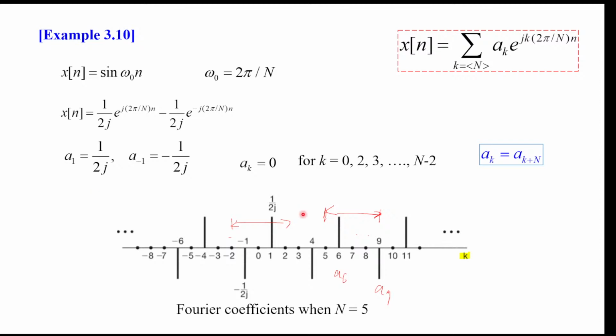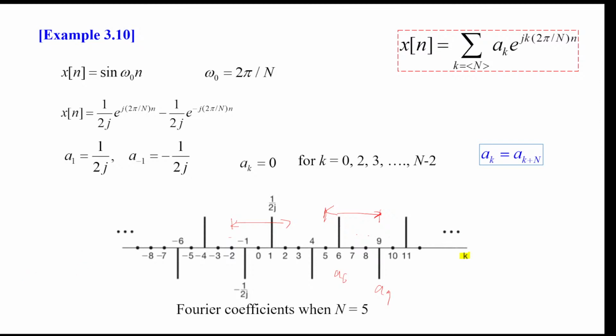And a1 is 1 over 2j, a minus 1 is minus 1 over 2j, and this should be periodic with period big N. To plot this, we need to know big N. Here we plot this assuming big N equal to 5. So you see that it should be periodic for every 5 of them. This a minus 1 should equal a4, should equal a9, and should equal a minus 6, etc. And this a1 should equal a6, should equal a11, should equal a minus 4, etc.